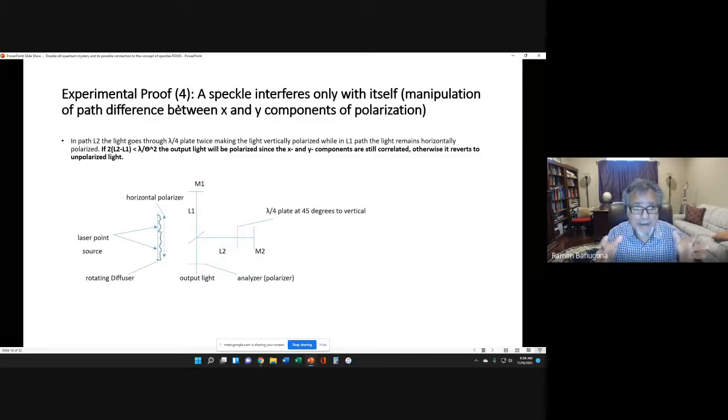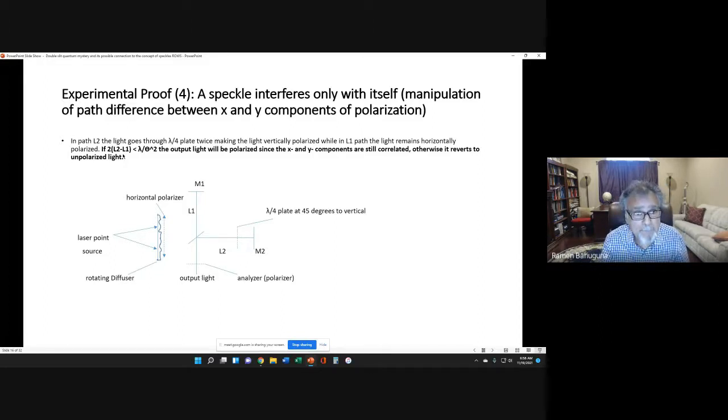So we have to keep this in mind: the path difference in any interferometry experiment has to be less than the smaller of the 2. Which 2? The longitudinal speckle size or the coherence length. Whichever is smaller, that dominates.